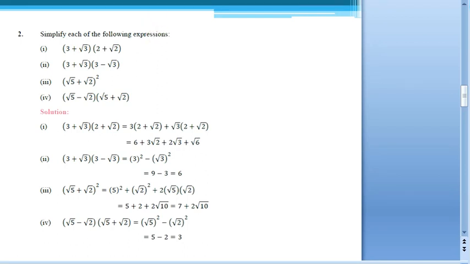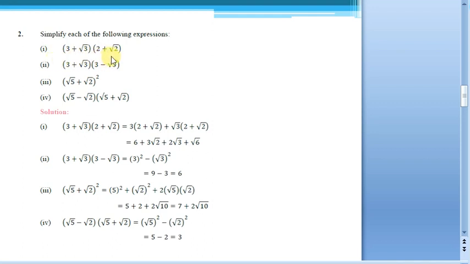The second question is about simplification. We have seen how to operate on irrational and rational number combinations in our concept video. The same way we will be doing here also. See the first one, (3 + √3)(2 + √2). Always remember, this is entirely one entity and this is entirely one more entity. We are multiplying 2 brackets.